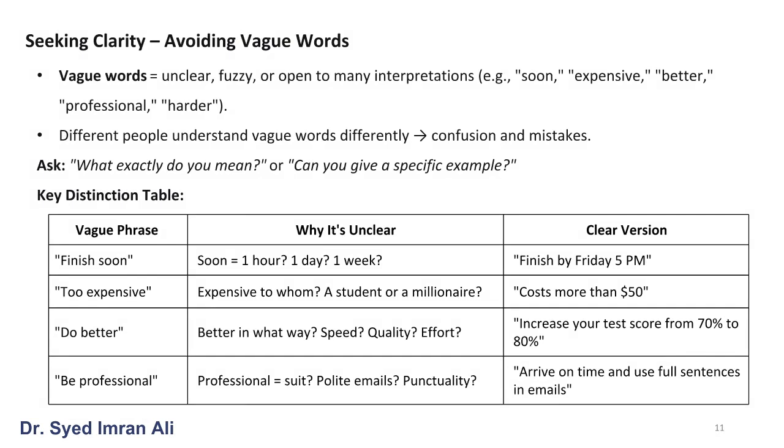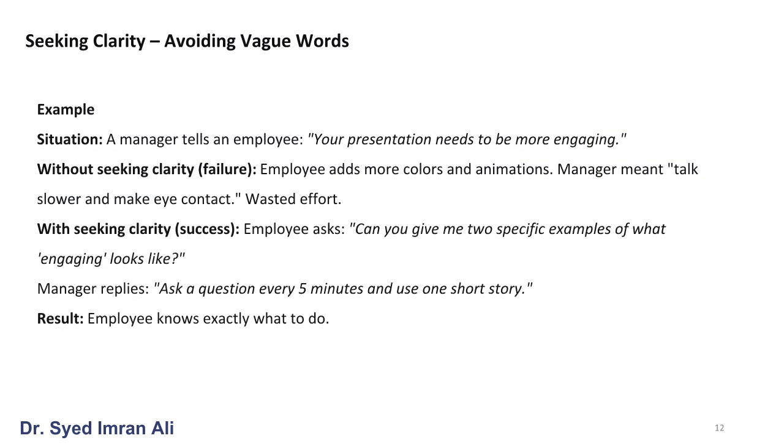Now let us talk about seeking clarity. Vague words are fuzzy words like soon, expensive, better, or professional. Different people understand these words differently. For example, soon might mean 5 minutes to one person, but 5 days to another. That creates confusion and mistakes. So whenever you hear a vague word, ask, what exactly do you mean? Or can you give a specific example? Clarity prevents wasted effort.